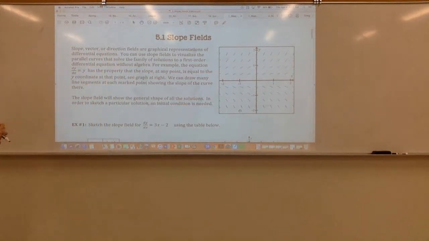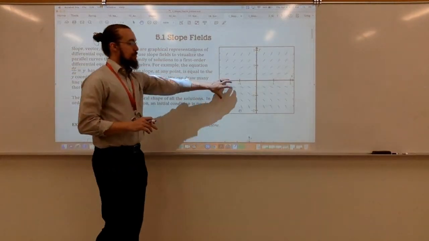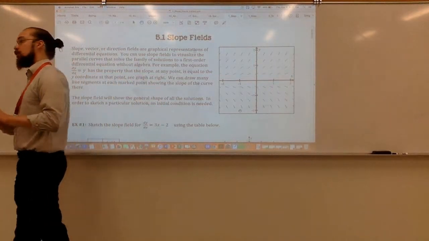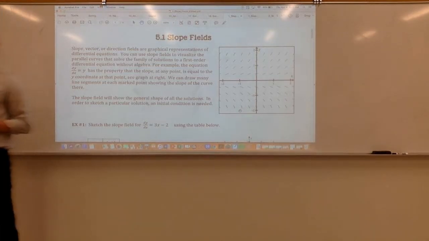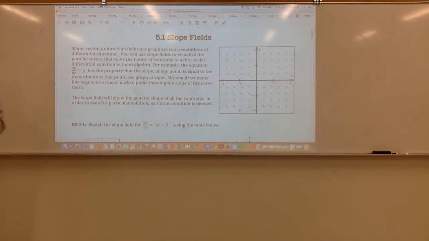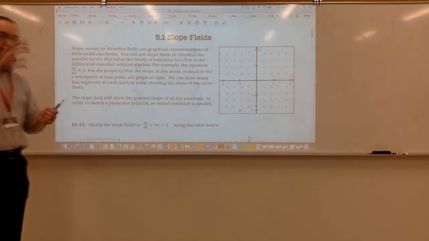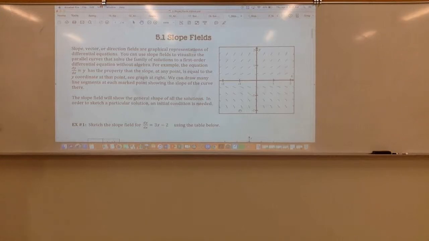Slope fields. The basic idea of slope fields is that this will give us a picture of the general solution to an antiderivative. It's the idea that we have a plus c on all of our antiderivatives, so the function could be shifted in a whole bunch of different places. That's the idea here.